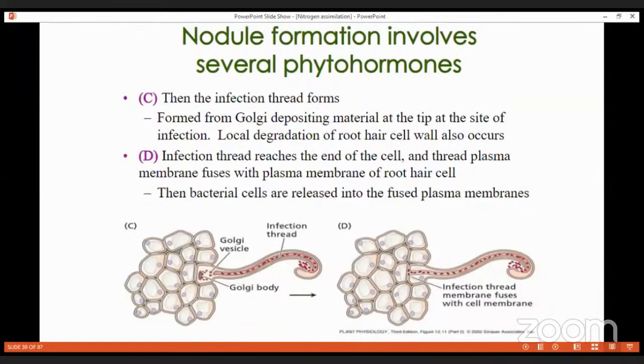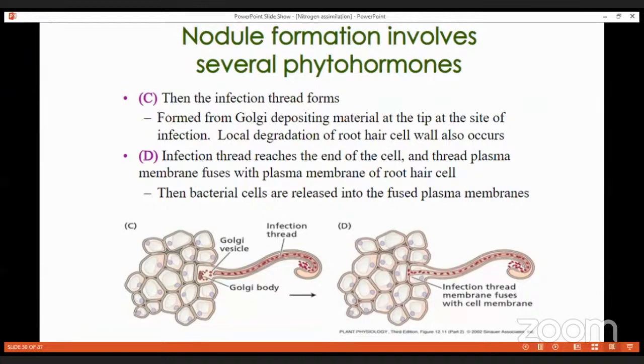Then what happens? The infection thread, along with the site of initiation of infection, is forming, and it is formed from the Golgi body, which is depositing the material at the tip of the infection site. There, local degradation of root hair cell walls also occurs. As that moves, it is disrupting the cell wall along the growth of the infection thread. Then in the next picture, the D picture, the infection thread reaches the end of the cell, and that thread plasma membrane fuses with the plasma membrane of root hair cells.